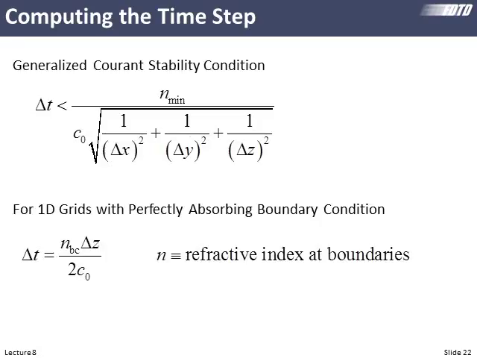Now in our case, we have an exact calculation for delta t because we are using a perfectly absorbing boundary condition, and we need the case where the wave travels one grid cell in exactly two time steps. And so the way we calculate our delta t ensures that exactly.